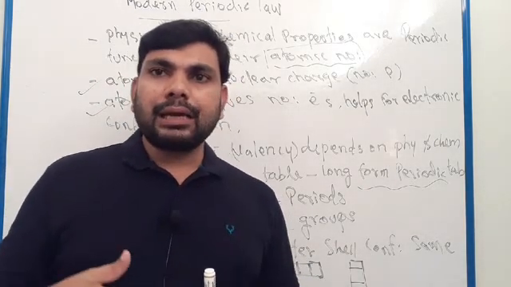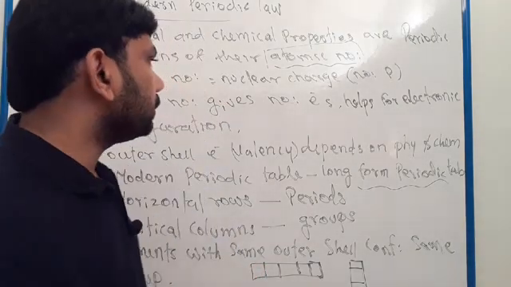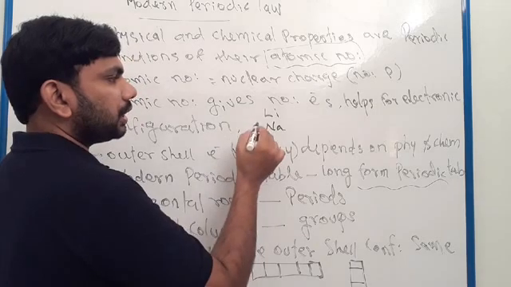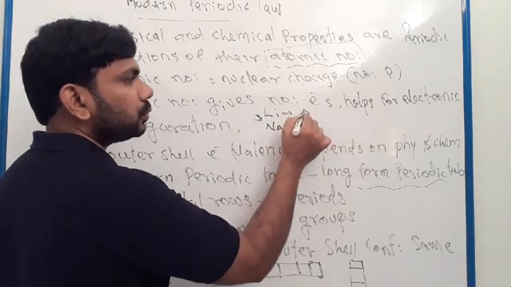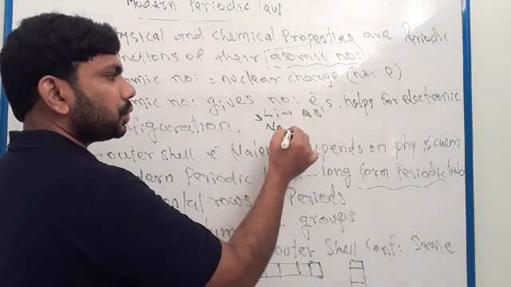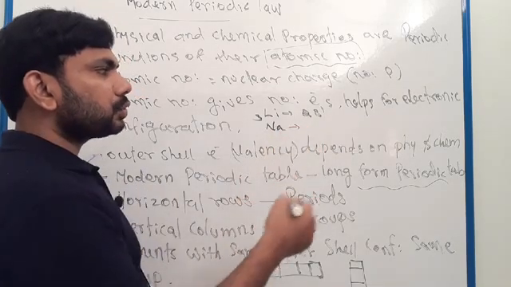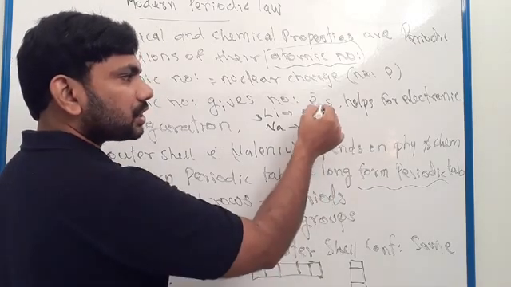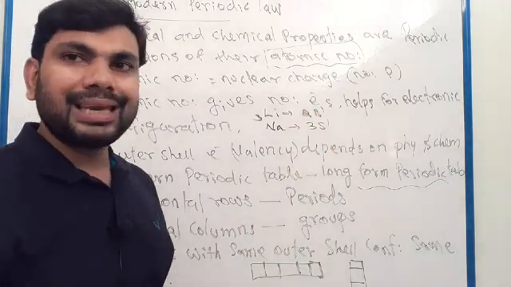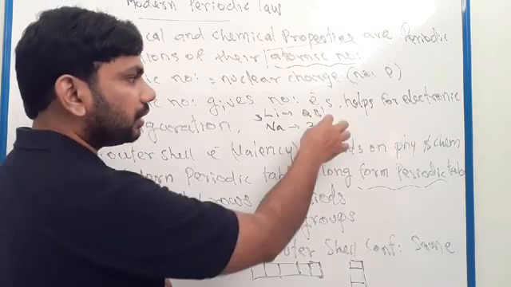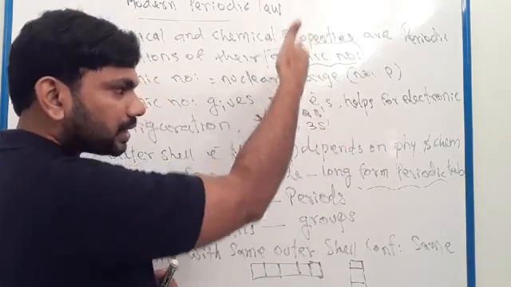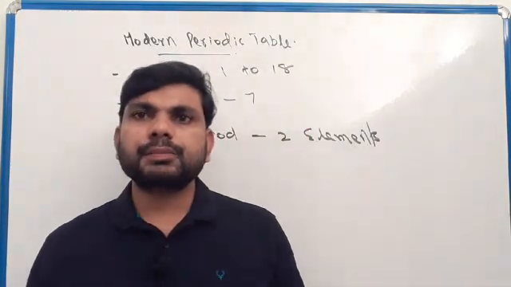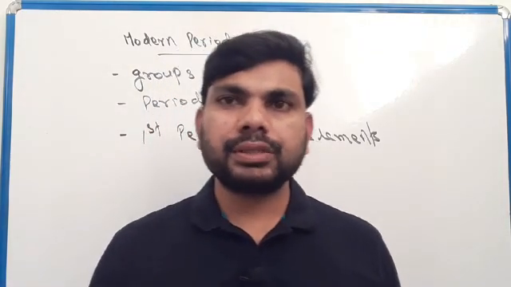For example, lithium and sodium. Lithium's electronic configuration is 1s2 2s1. Sodium is 1s2 2s2 2p6 3s1. So atoms with the same outer shell electronic configuration will be in the same group. See here, s1. So all s1 elements will be in the same group. Clear?